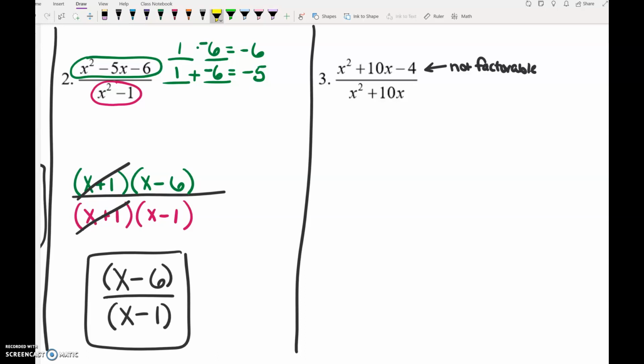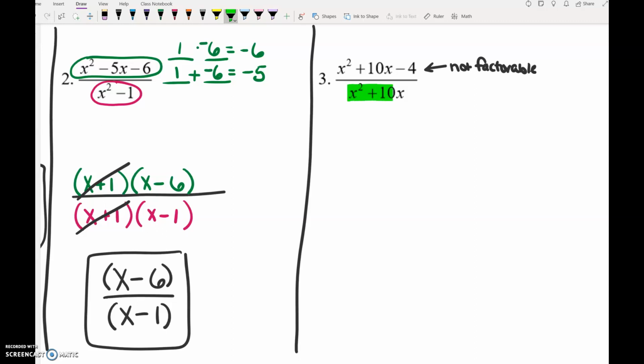Basically, I put this example in here specifically so that you would see that just because you've got x squared plus 10x on the top and x squared plus 10x on the bottom, you can't cancel those, because x squared plus 10x minus 4 is one whole statement, and you wouldn't be able to split it up and cross things off unless you could factor it. So because it's not factorable, you can't simplify this. This is basically as simple as it gets.